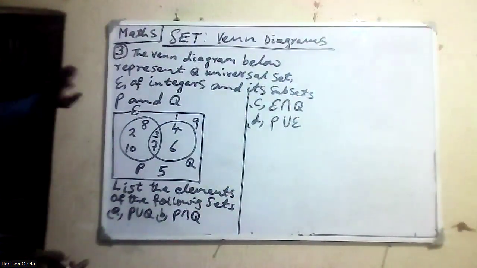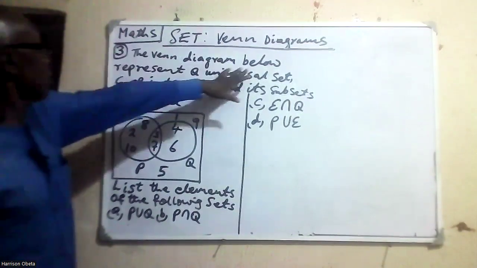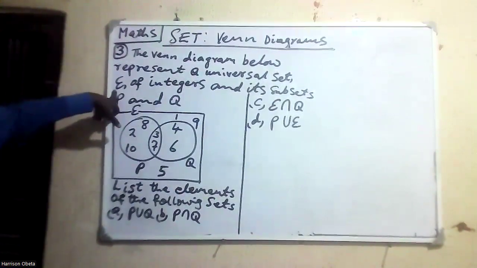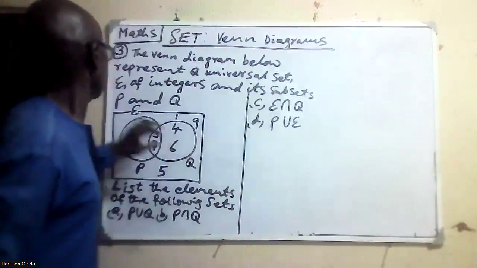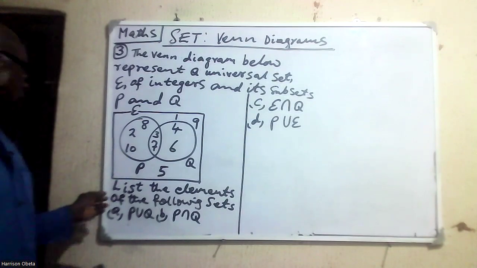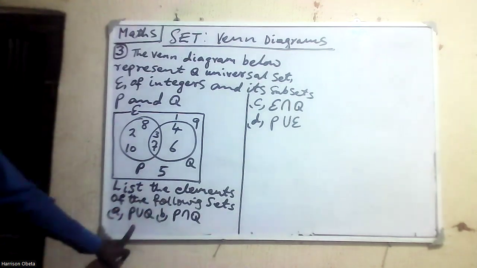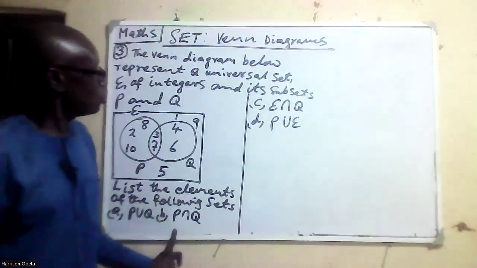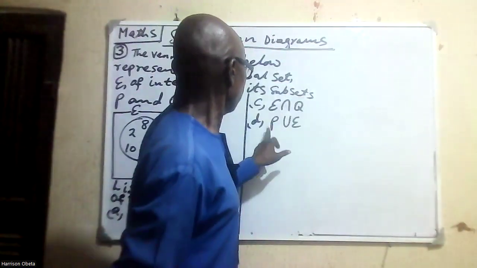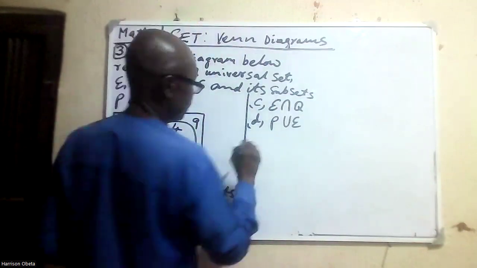Okay, question number 3. The Venn diagram below represents a universal set of integers and its subsets, P and Q. You can see the Venn diagram. Then we are asked to list the elements of the following sets: P union Q, P intersection Q, universal set intersection Q, and P union universal set. So we start the solution.